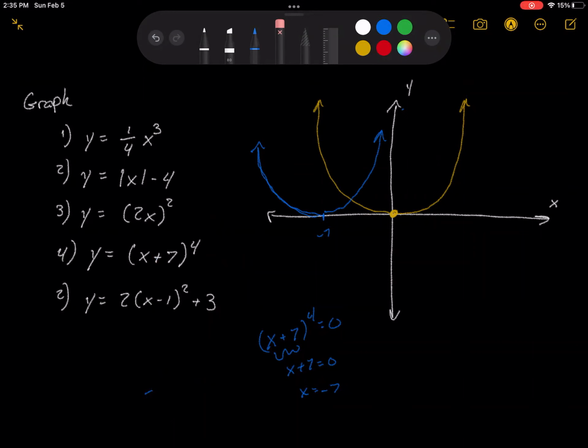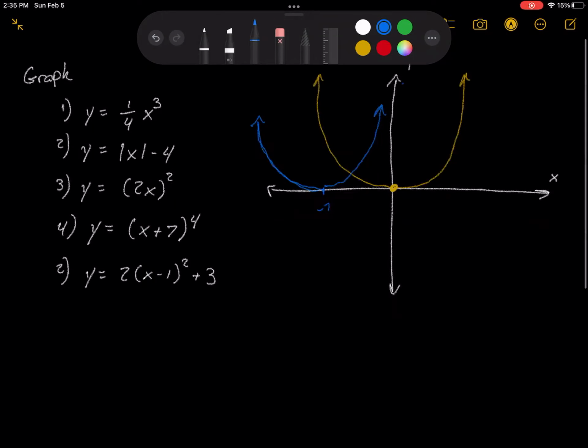So if you add or subtract before you perform the function, like here we added 7 before we took it to the power of 4, then it kind of does the opposite of what you think. If you add 7, then that means it shifts to the left by 7 units.